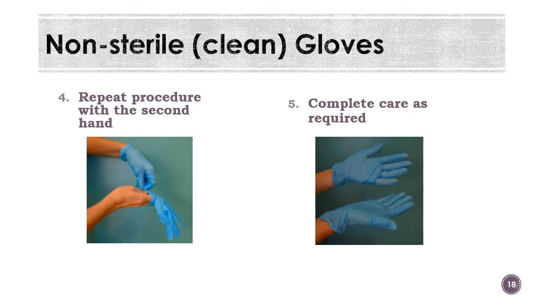Okay, then what we're going to do is we're going to perform the same procedure with the other hand, except this time we can't touch the outside of the glove because we are wearing a glove on this hand. So we're going to use the gloved hand to touch the second glove, and then we're going to also touch it by the cuff and pull it over the hand.